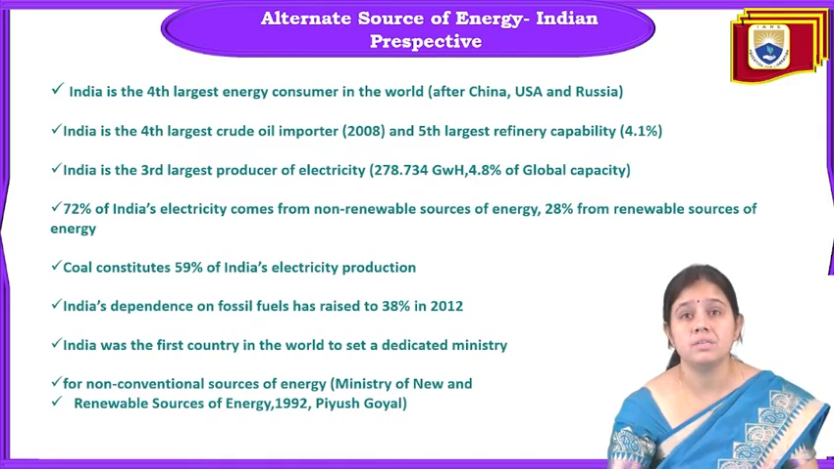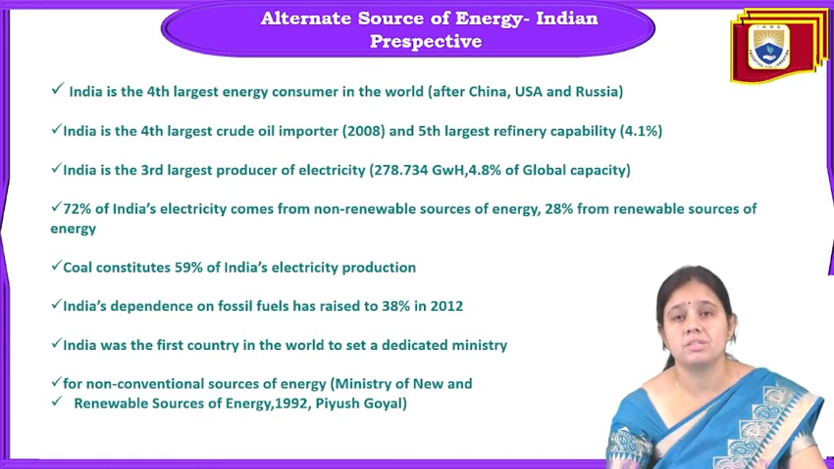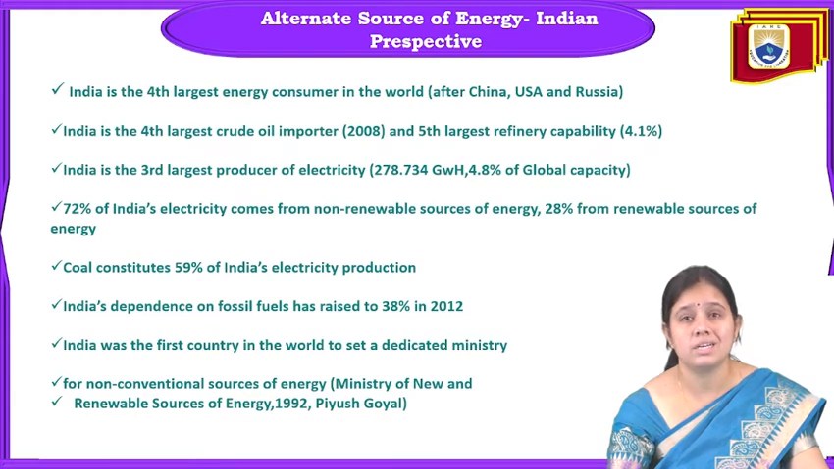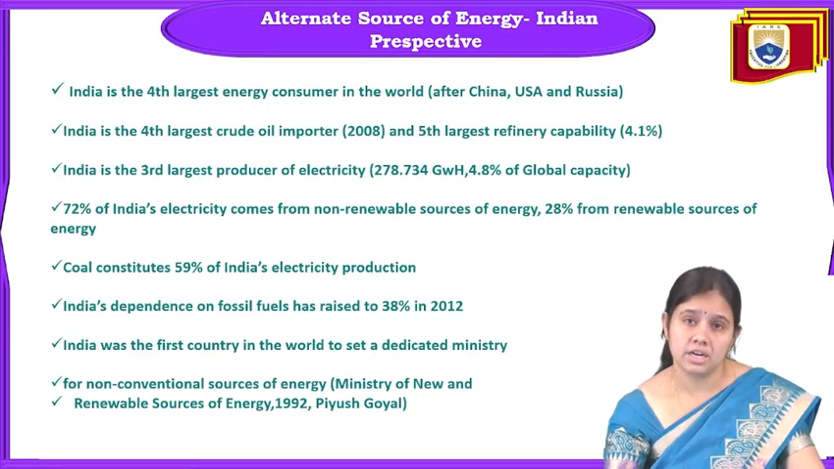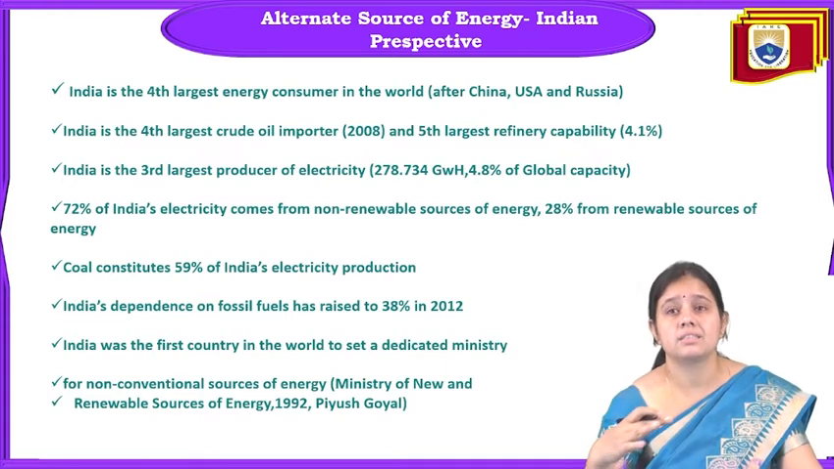72% of the total electricity generated in India comes from non-renewable energy sources like thermal power plants, and thermal power plants use traditional coal only. So only 28% of the energy is coming from renewable sources of energy. And coal alone constitutes 59% of India's electricity production.